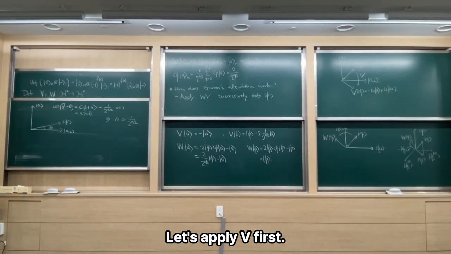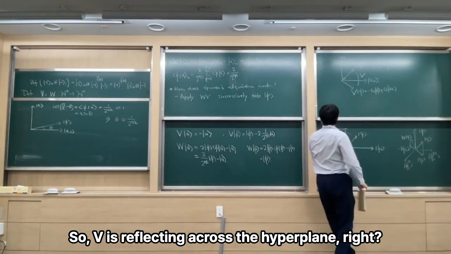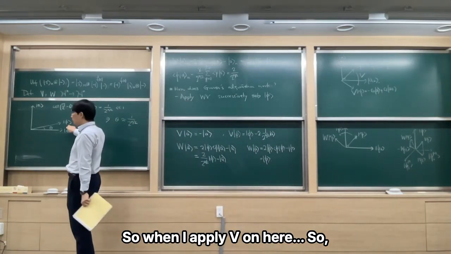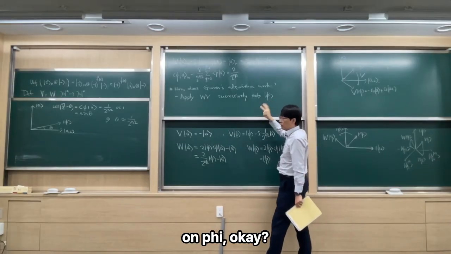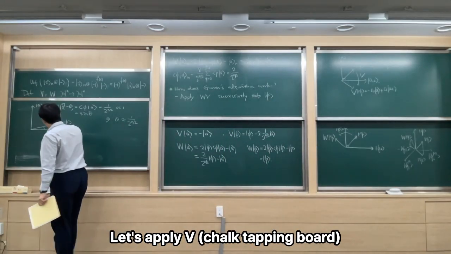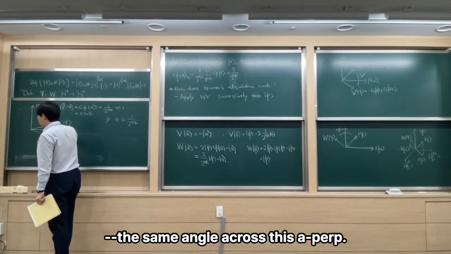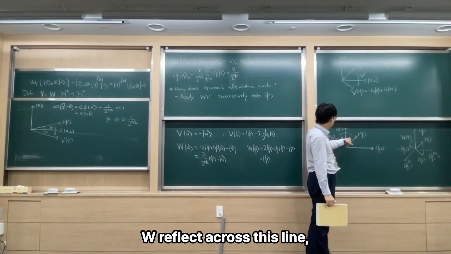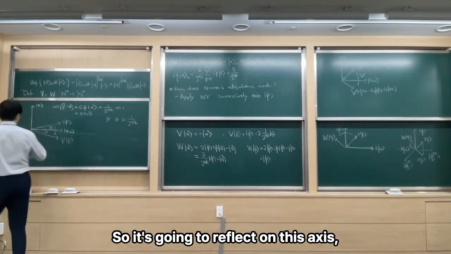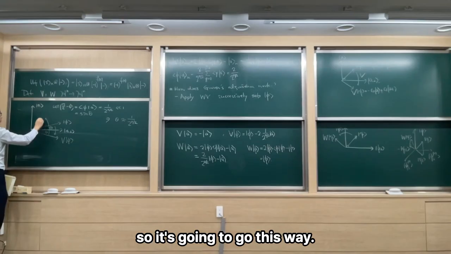Let's apply V first. What did we say about V? V is reflecting across the hyperplane, right? Remember that we are applying VW on phi, so phi is the starting state. Let's apply V to get this. It's the same angle across this A perp. And then let's apply W. What does W do? W reflects across this line, the vector phi. So it's going to reflect on this axis, so it's going to go this way.